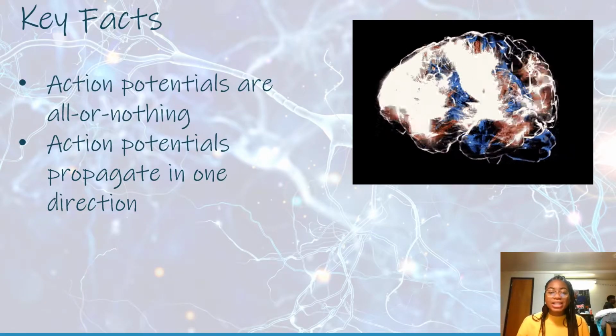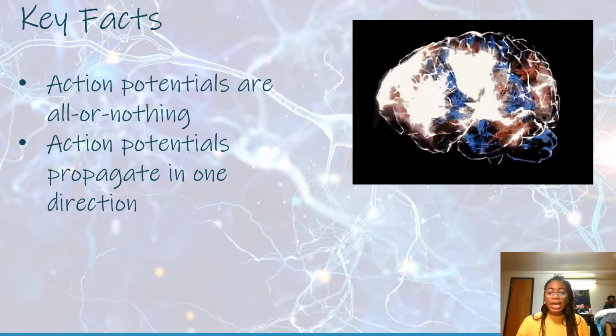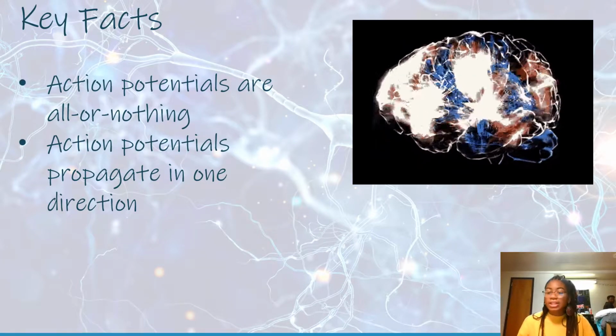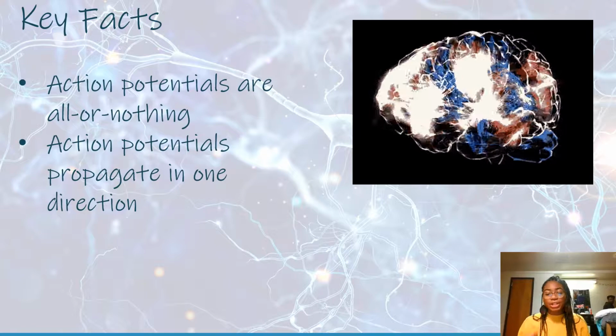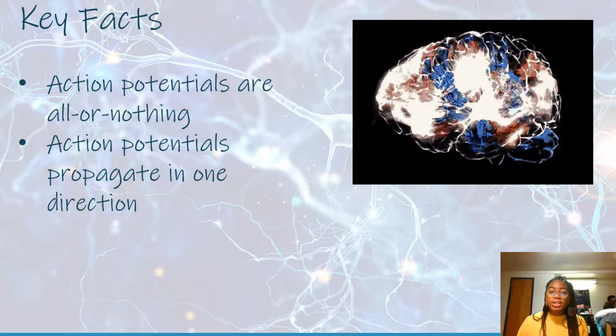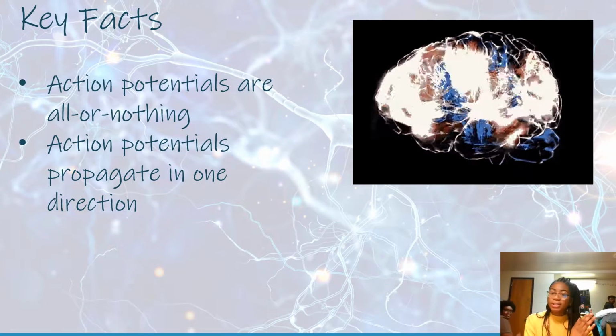So there are some key facts that we need to understand about action potentials. Action potentials are all or nothing. So that means that they have the same magnitude and the same duration for any particular neuron. Also, action potentials propagate in one direction, meaning that they all go forward. Action potentials do not go backwards.